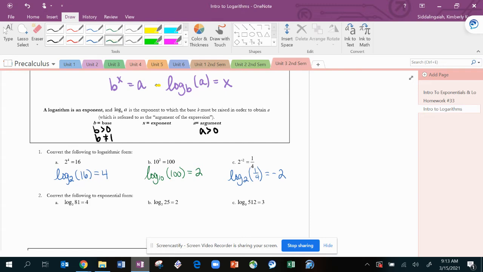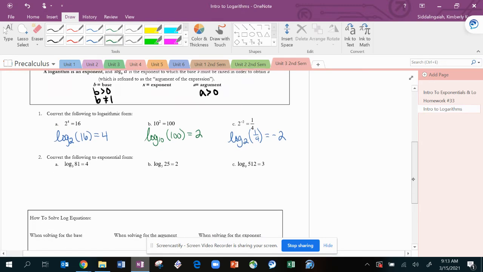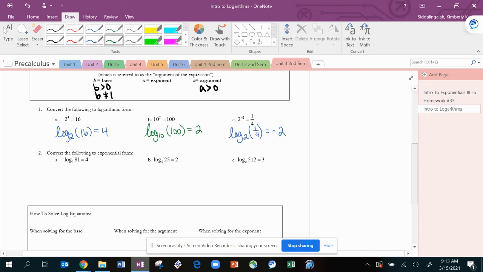All right, so now we're going to go in the opposite direction. We're going to start with a logarithm, and we are going to go back to an exponential. We want to be able to be fluent to go either way. So this is just practicing. We're not solving for anything, just like we were not solving for anything in number 1. So let's take a look.